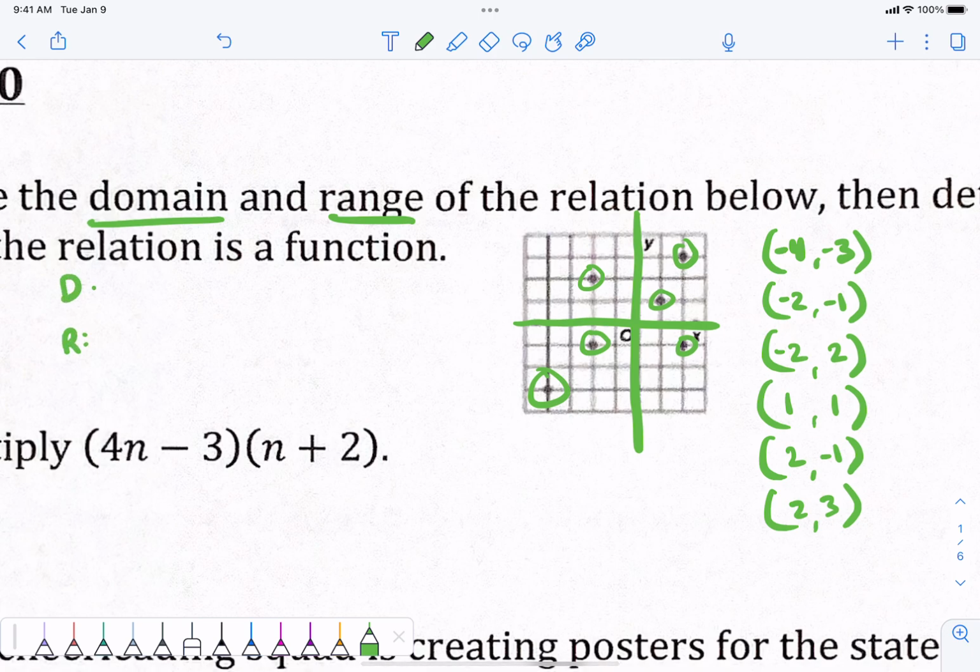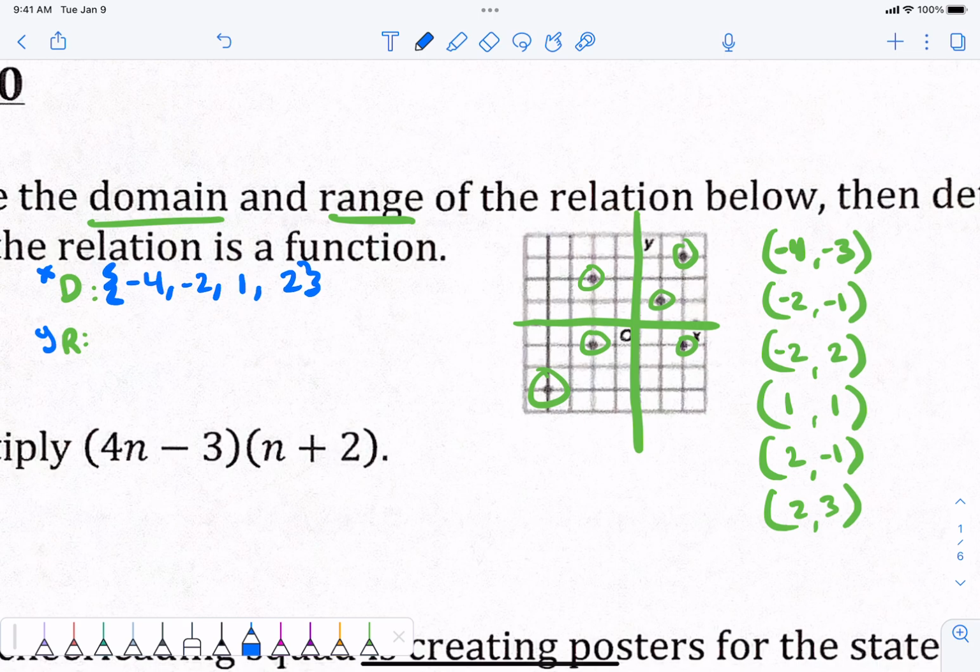Domain is the X's, range is the Y's, and we list them in order. So the X's, what's the smallest X that we have? -4. Then -2. We only put -2 once, right? Yes, correct. We only put -2 once. Then 1, then 2, and we'll list those out. Make sure you're writing all of this down because you get to use this packet on your test.